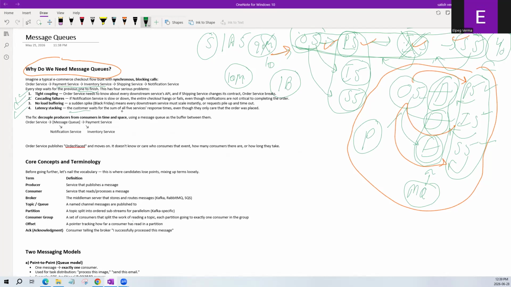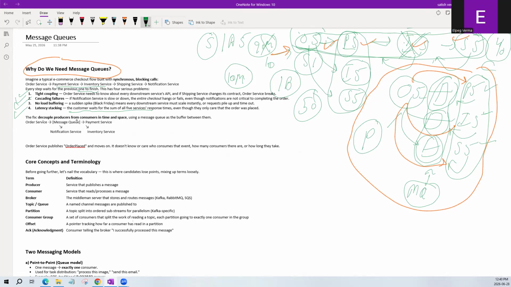So no load buffering, and latency stacking. The customer waits for the sum of all these five steps. Sorry, at step one the customer ordered here, and the customer waited for 10, 20, 30, 40, 50 seconds to get the message: your order is shipped. So this is the kind of latency stacking.